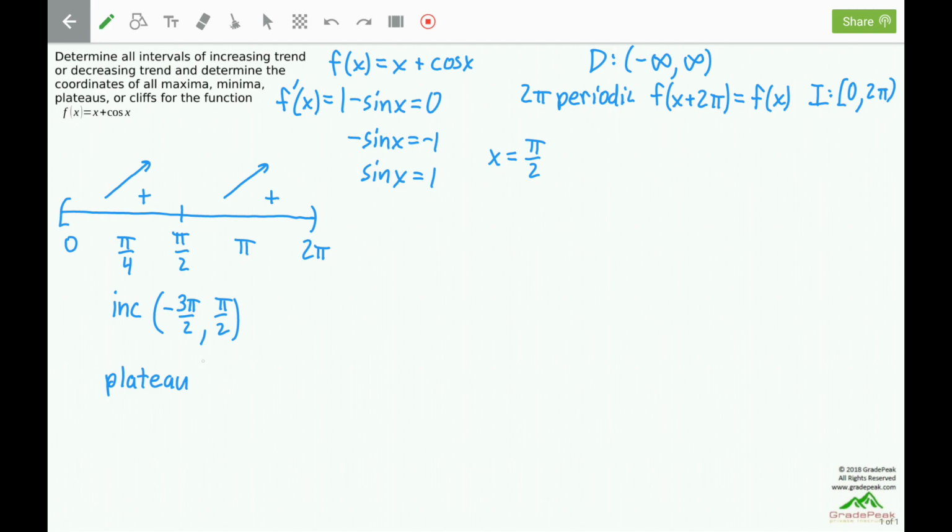at the x-coordinate of pi over 2. It has a corresponding y-coordinate that can be found by plugging the x-coordinate back into the original function. So y will equal f of pi over 2, which is going to be pi over 2 plus cosine of pi over 2. Well, cosine of pi over 2 is a 0, so this will be pi over 2 plus 0, or just pi over 2. And there's our location of the plateau.